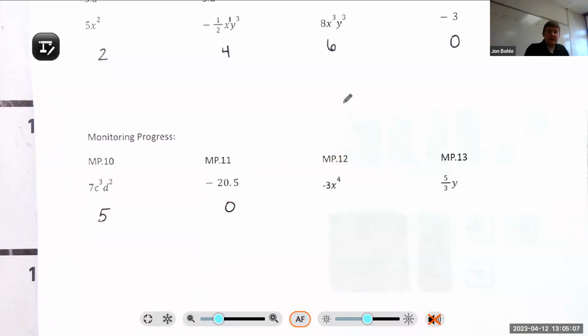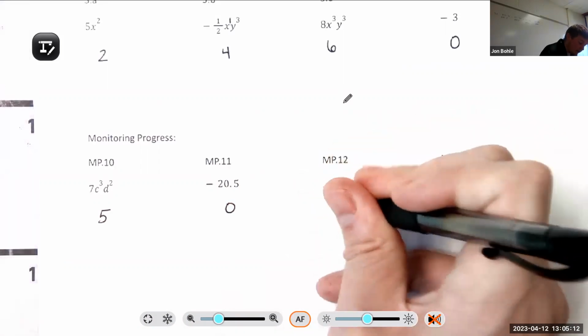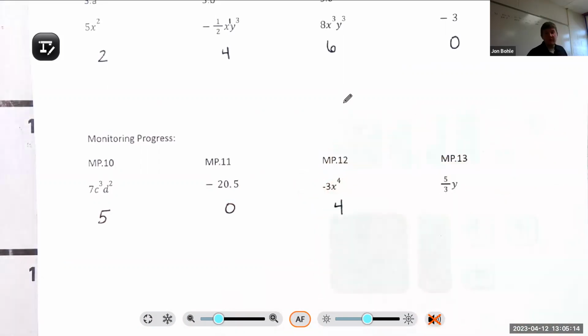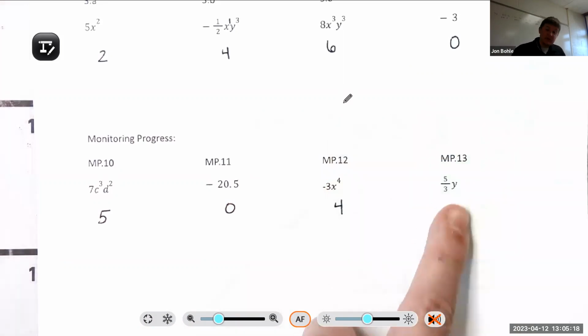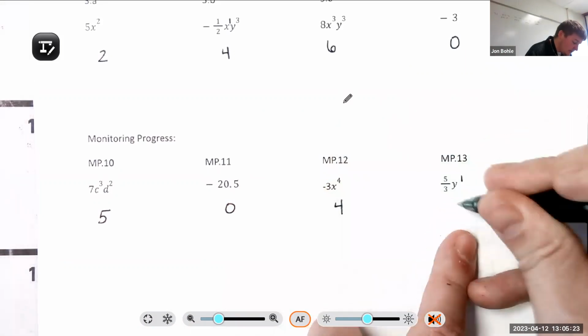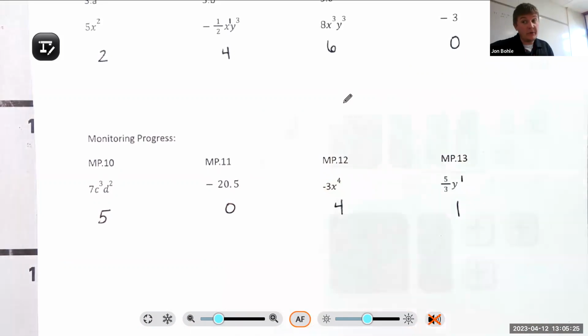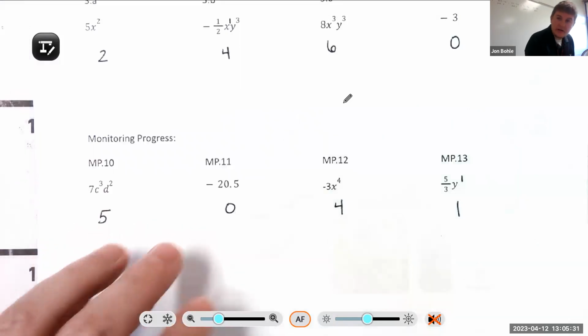Okay, number 12, -3x to the 4th power. This would just be x to the 4th power. Whatever our variable is, since there's only one variable, will be the degree. And then lastly, we have 5/3 times y. The exponent on this y is 1. So the degree of this monomial is 1. Okay, let's go to the next page.